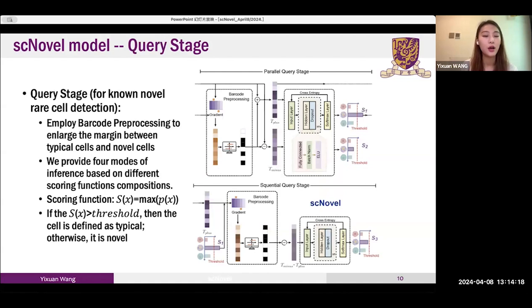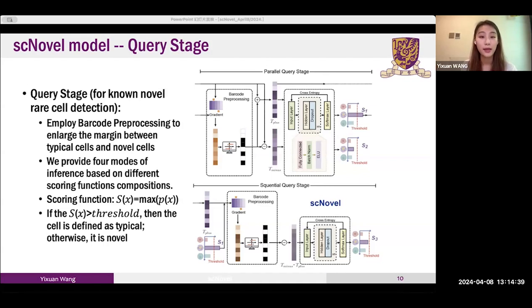During the query stage, we employ the barcode preprocessing as I have mentioned earlier. This module is specially designed for the novel real cell type detection task. By using this module, we are trying to enlarge the margin between the typical cells and the novel cells.